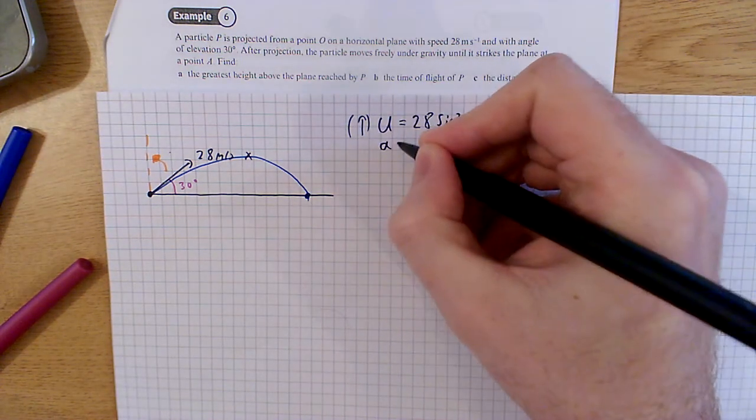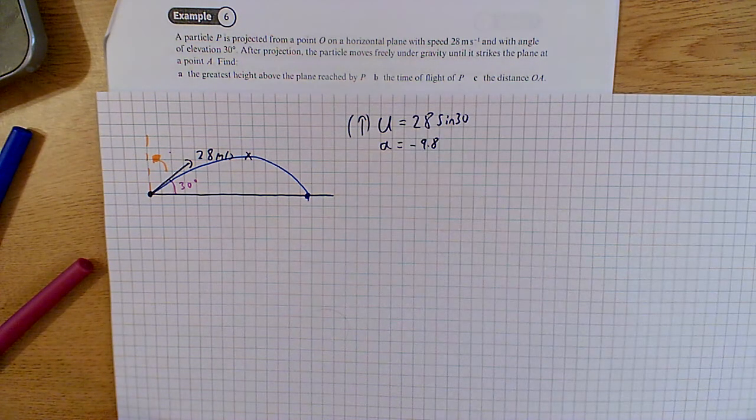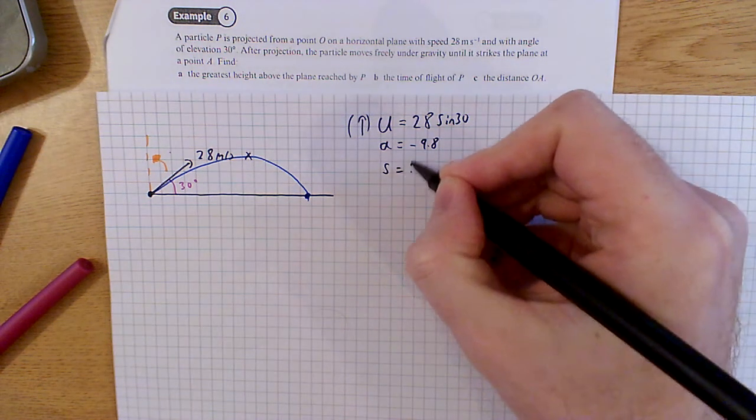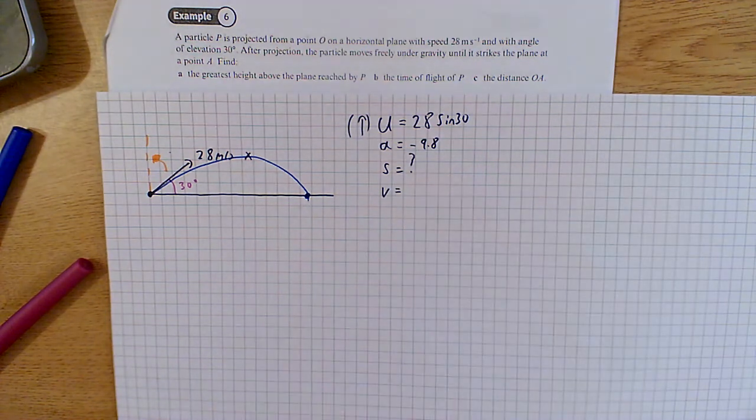The acceleration, because it is vertical, is minus 9.8, because I've taken the upwards direction as positive, and the acceleration is always 9.8 vertically towards the ground. We are trying to find the greatest height, so we're looking for s. And then the other thing that we have is the final velocity.